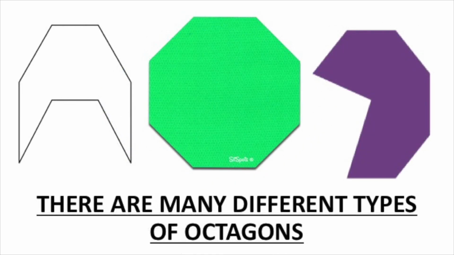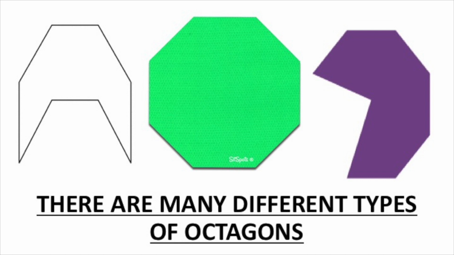Many different types of octagons. Yes. How many shapes can you see here? 3. Do they all look the same? No, they all look different, but they are all octagons. And why are they octagons? Because we can count the sides.